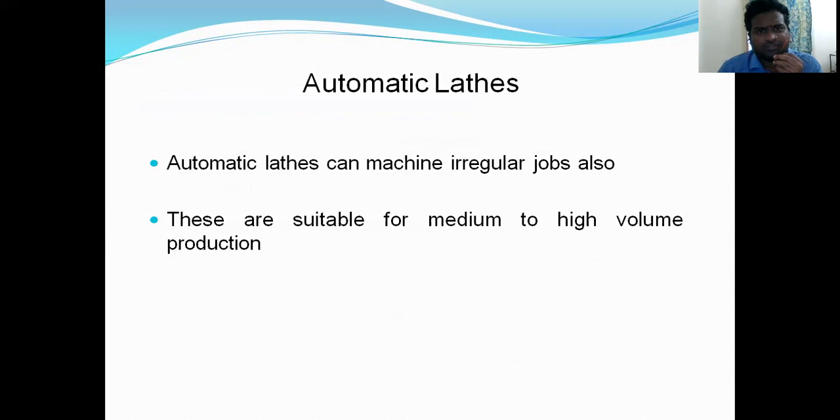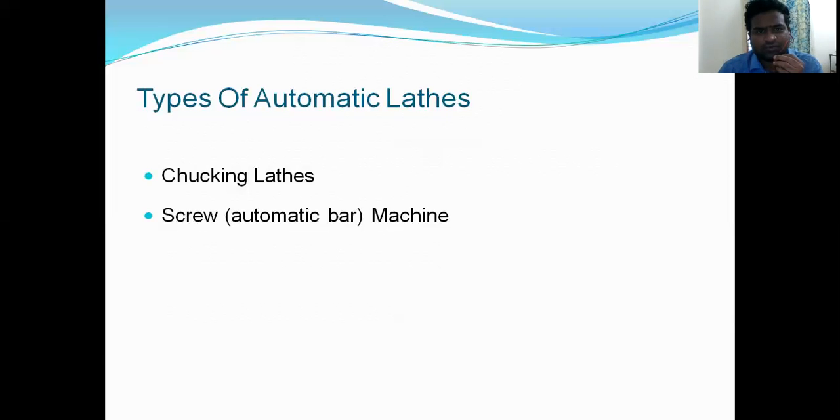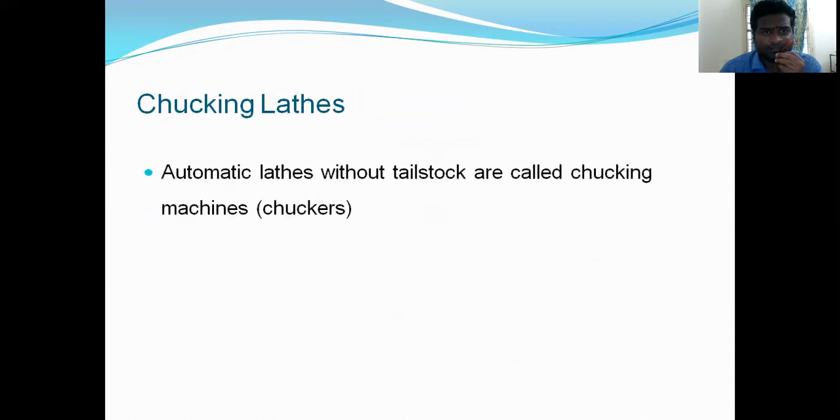So these are the types of automatic lathes, which are suitable for medium to high volume production, and they are used for irregular jobs also. In that, one is the chucking lathe and the other is the screw machine. We are first going to discuss the chucking lathes. To understand why it is called a chucking lathe, first we have to know this point: automatic lathes without a tailstock are called chucking machines or chuckers.